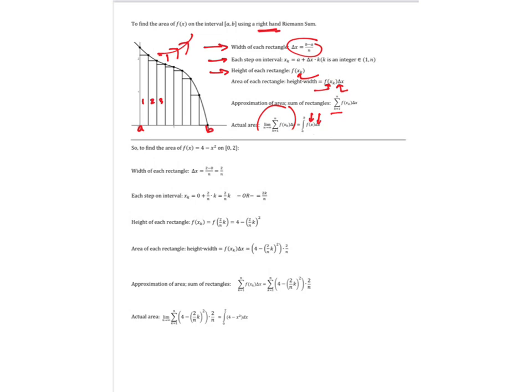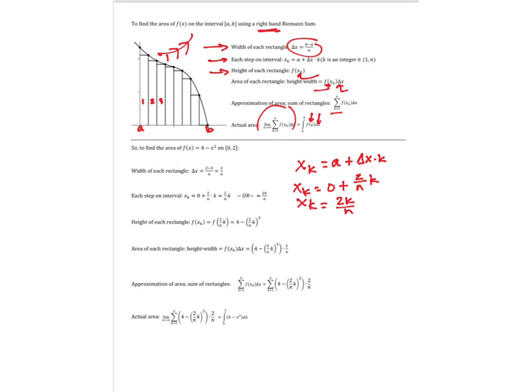Each step on the interval, x sub k, is equal to a plus delta x times k, and I would write this down so you're able to handle this. That's going to be the same every time. So on this particular problem, what's my a value? Where do I start? 0. So x sub k is going to equal 0 plus delta x, which was 2 over n, times k, being whichever rectangle I'm talking about. If I'm talking about the third rectangle, that's going to be a 3. Okay. So x sub k is 2k over n.